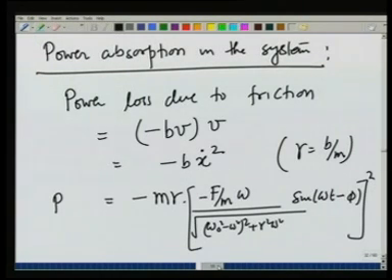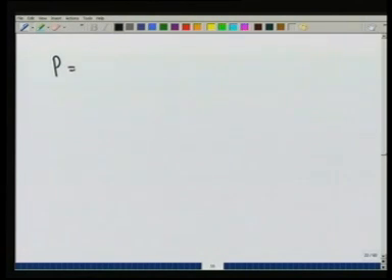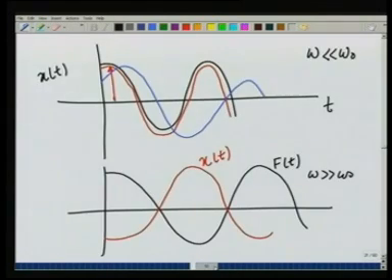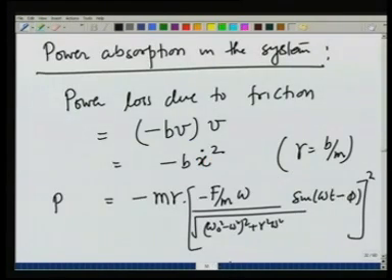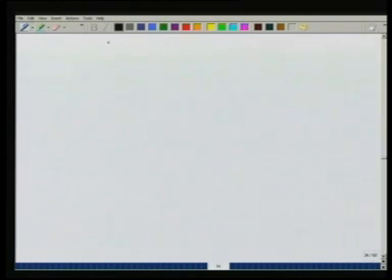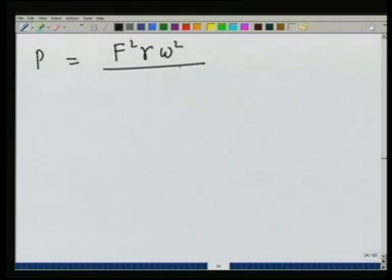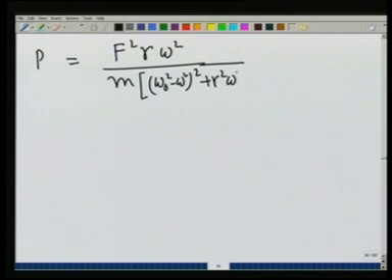When I open the bracket up, I find that P, the power dissipated, is going to be equal to, let us see what this comes out to be, f square gamma omega square over m times (omega 0 square minus omega square) square plus gamma square omega square, times sine square of (omega t minus phi). So, power really fluctuates.